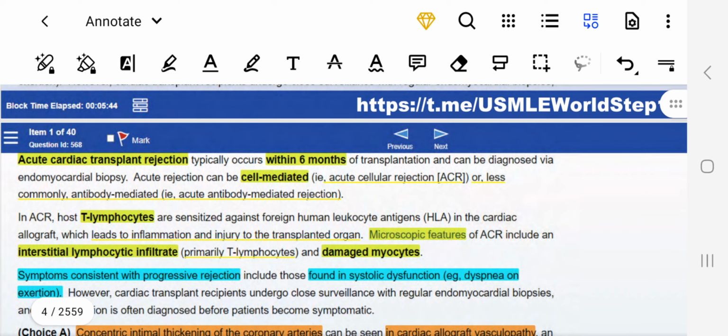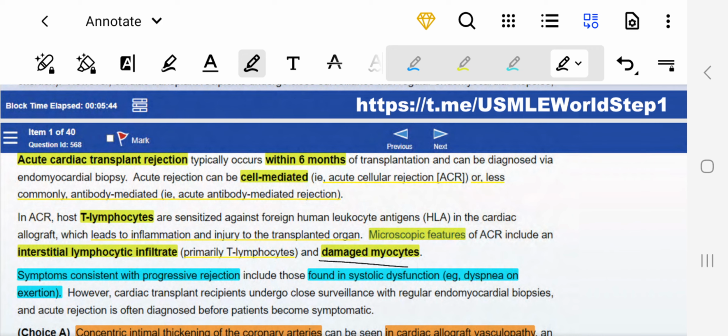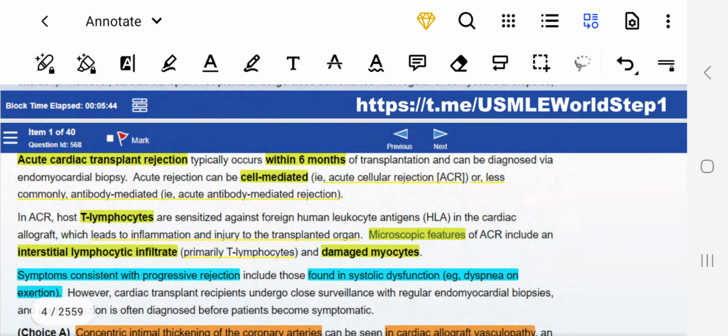Acute rejection can be cell mediated, as I talked about. Acute cellular rejection, ACR, or less commonly antibody mediated, that is acute antibody mediated rejection. That is T lymphocytes, which are predominant, which I talked about, right? Which leads to the inflammation and injury to the transplanted organ. Microscopic features are interstitial lymphocytic infiltrate and with that damaged myocytes, right? Symptoms consistent with progressive rejection found in the systolic dysfunction, that is dyspnea on exertion, right?